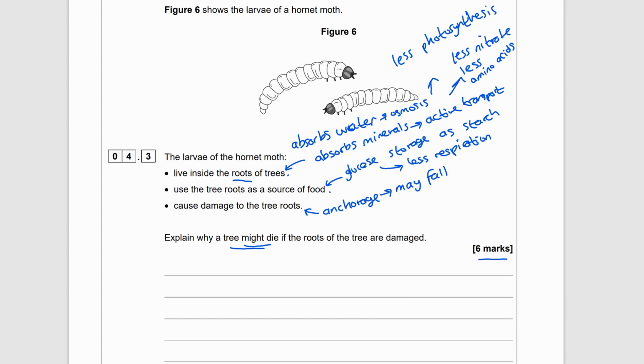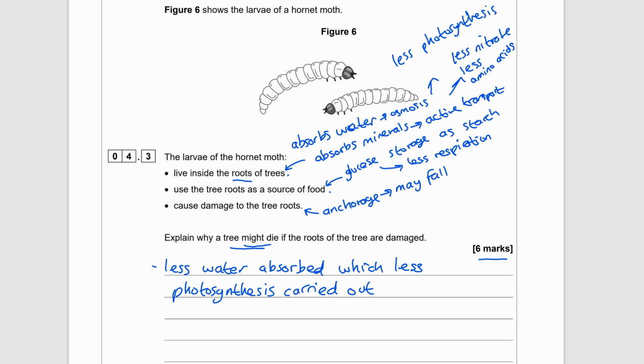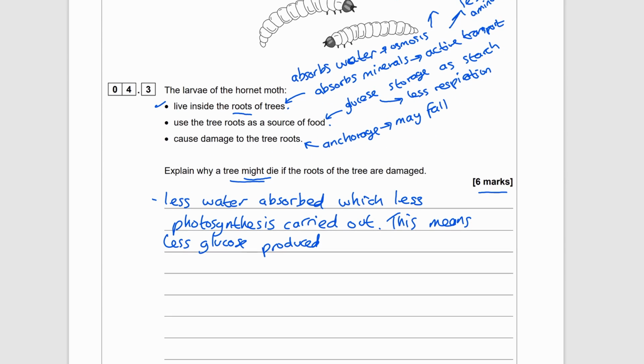Alright, so let's try and formulate our answer now. What we can say is less water absorbed, which means less photosynthesis carried out. What does that mean? This means that there'll be less glucose produced. Okay, so we've said quite a bit to satisfy this first point. Let's see if we can get some more now.